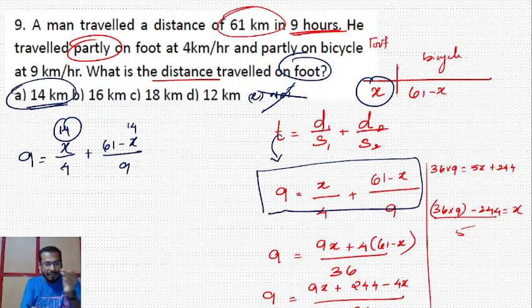First of all, 14 by 4 is not a divisible number. So my answer will be in fraction or decimal. I will never get the whole value 9, correct? So this answer will not come. So let's go for the next option.